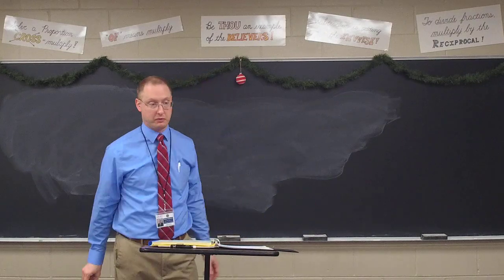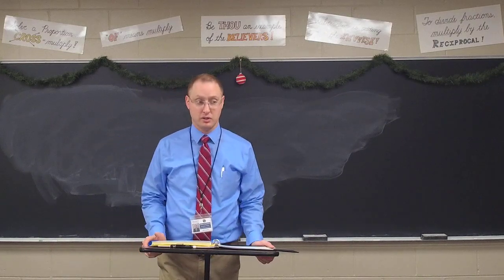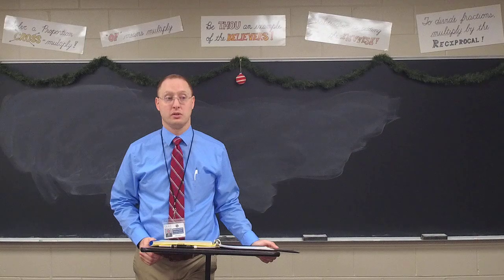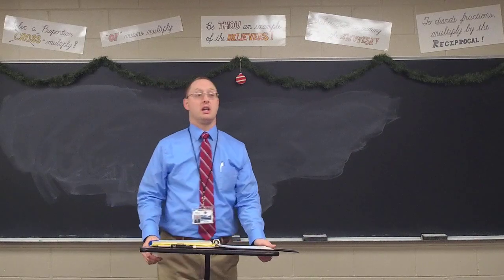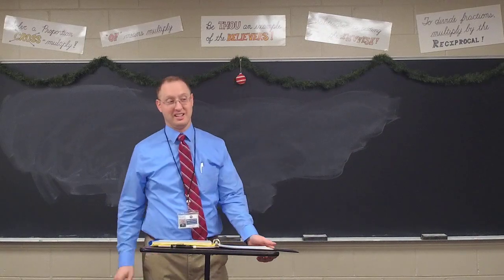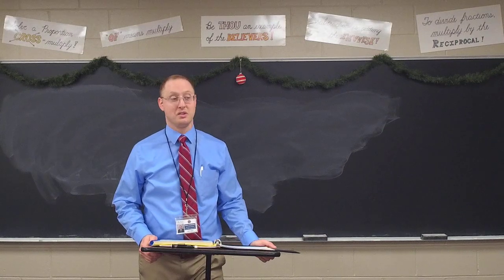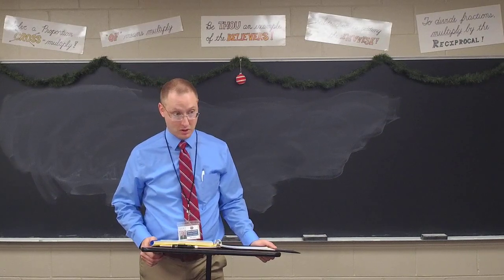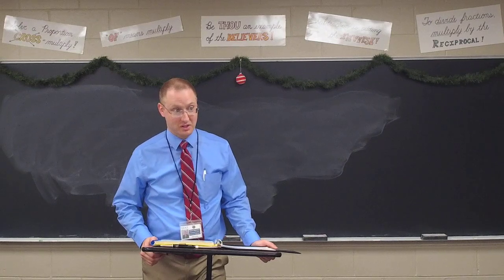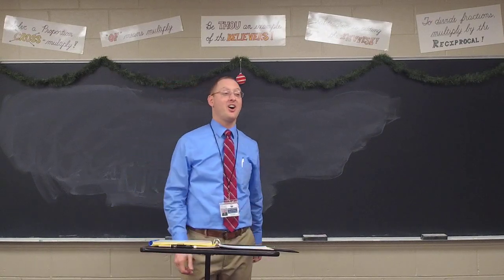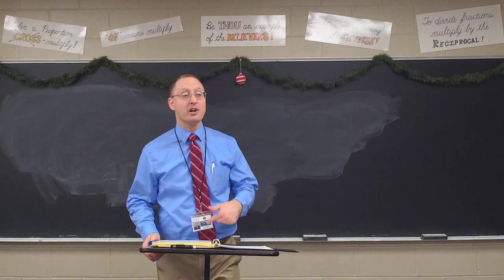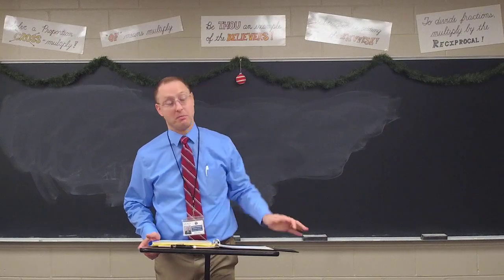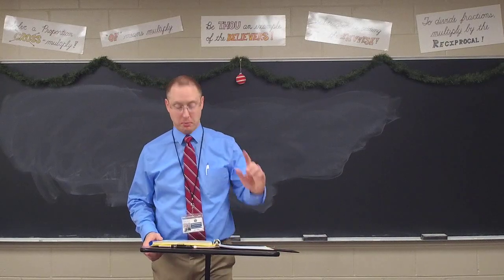Luciano, what's the formula for surface area of a cylinder? SA equals 2 pi r squared plus 2 pi r. Good. What is it, Bryson? 2 pi r squared plus 2 pi r h. All right. The lateral surface area, by the way, would only be what part of that formula? 2 pi r h.